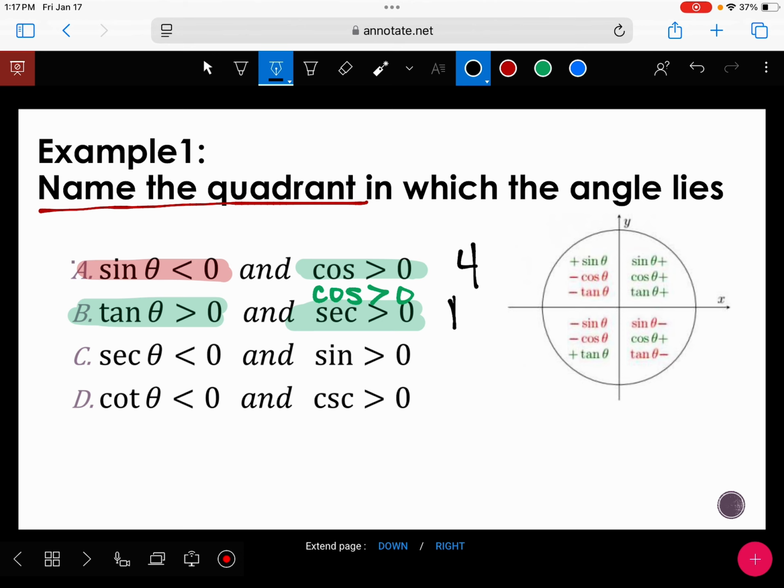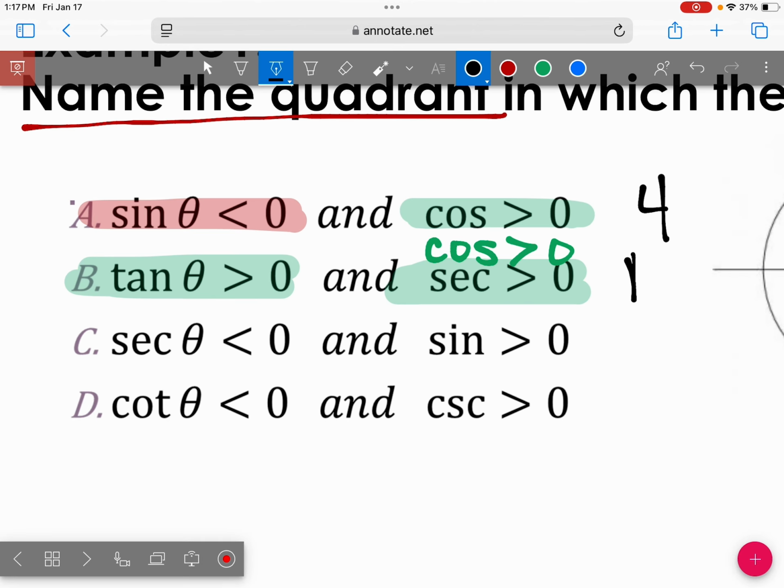All right, question C. Again, secant is the same as cosine. So cosine is less than 0. And if it's less than 0, that means that it's negative. So we got a negative cosine, a negative secant. But we have a positive sine. Sine is positive. So which quadrant has a positive sine and a negative cosine?